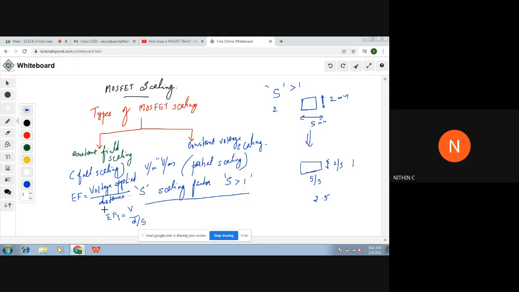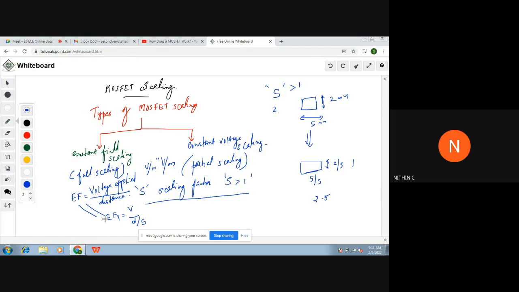So if I need to maintain this electric field constant, for these two to be equal, these two values will not be equal now, right? In order to make these two values equal, only then can we call it constant field scaling. Even after scaling, the electric field has to remain constant, right? Scaling means we need to divide the distance by S. Not only distance, all the dimensions will be divided by S. So we divided that by S and we need to maintain these two values as equal also.